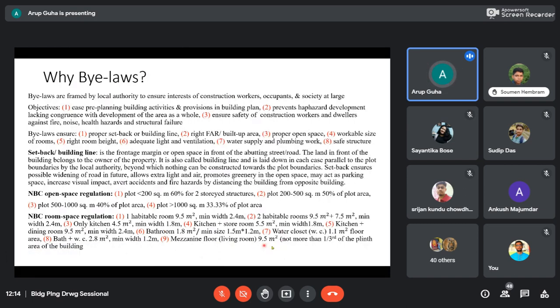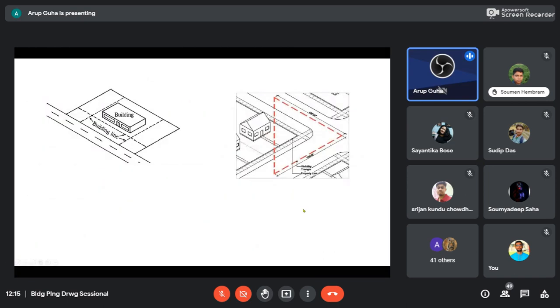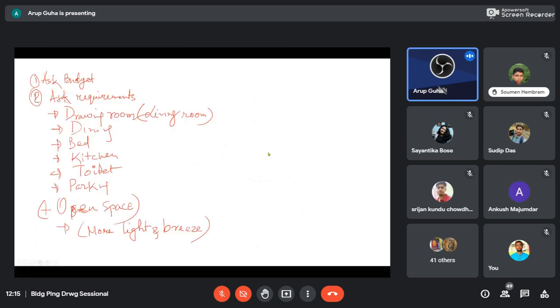Here these are your minimum dimensions, but once again not more than 1/3 of the plinth area. Total plinth area means the portion of the house that is built up; that is plinth. So these are the minimum requirements. Now this picture is done, so we will move to the next slide.